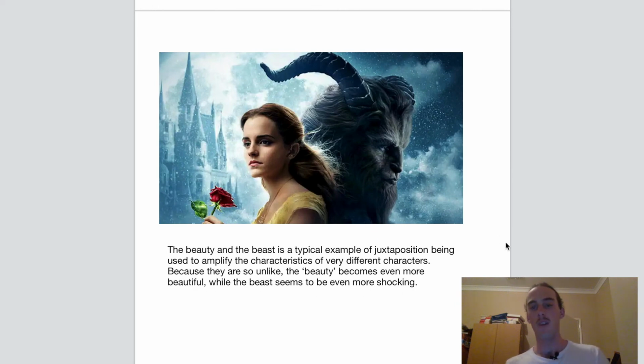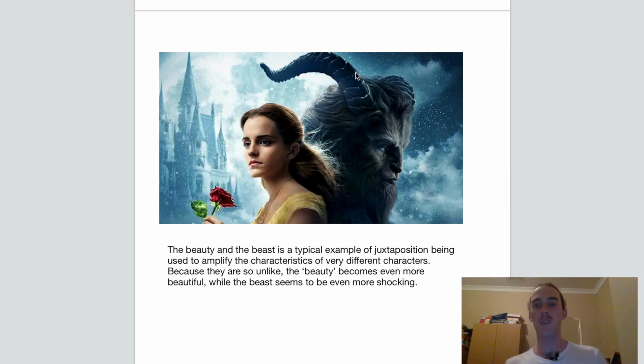Obviously, it's important to relate this to the question you're trying to answer. So if juxtaposition doesn't help you actually answer the question you're trying to answer, then leave it out. But usually it will in some way, because it does serve to amplify certain things. That's why I really like juxtaposition.